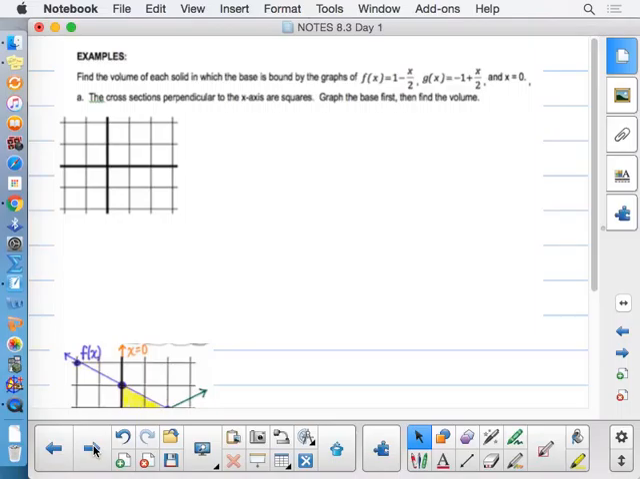So the example we're going to go through together, and pause this and work out the pieces that don't make as much sense to you so that you slow it down, is to find the volume of a solid whose base is bound by the graphs listed. So pause the video, put those three equations in on your graph, your f of x, g of x, and the line x equals 0, which is the y-axis, and then come back.